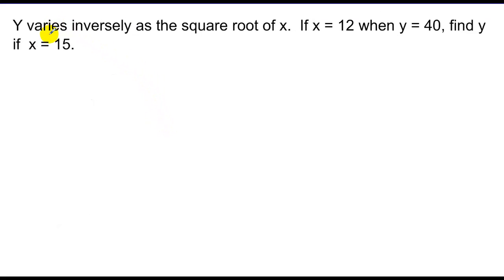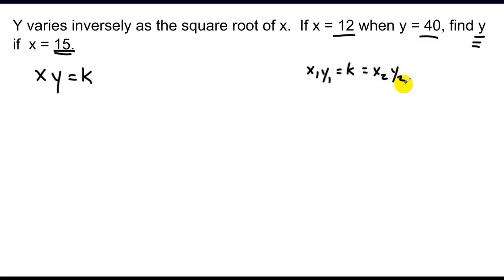So now we've got an inverse variation problem, and it says y varies inversely as the square root of x. Again, I like writing this as xy equals k. You'll notice in this case it's a two-case situation. Here's my first case, my second case here, but I have my unknown of y. And again, if I have case 1 of x1, y1 equaling k, and k is also equal to x2, y2, I can set these two quantities equal.